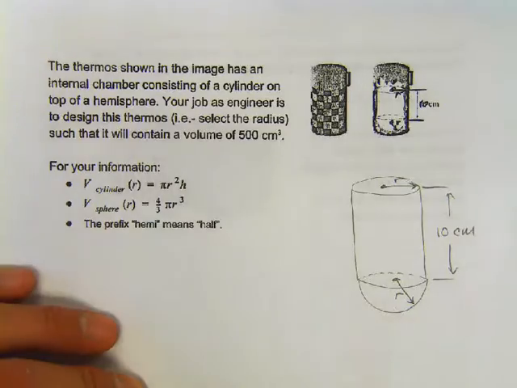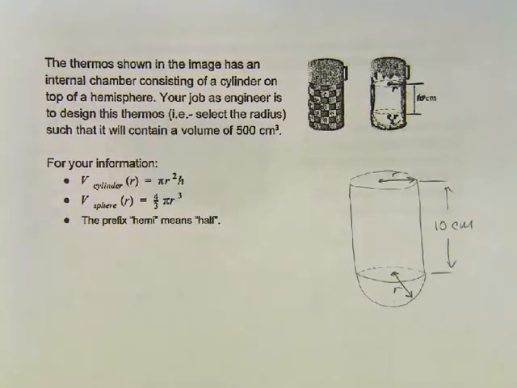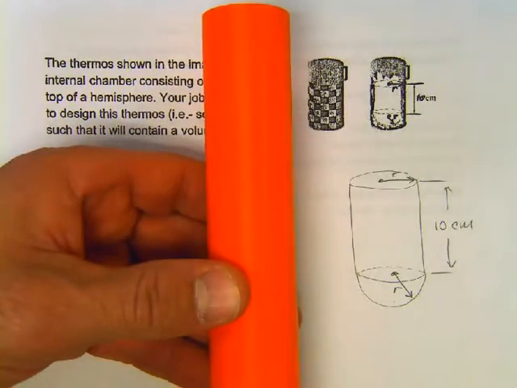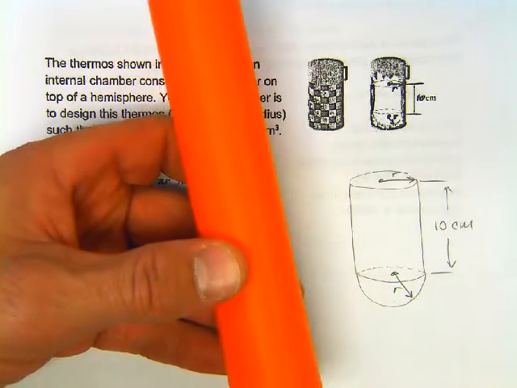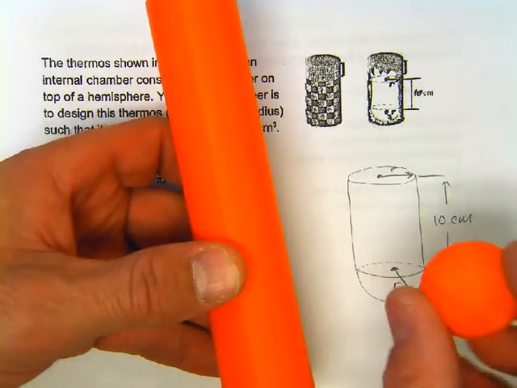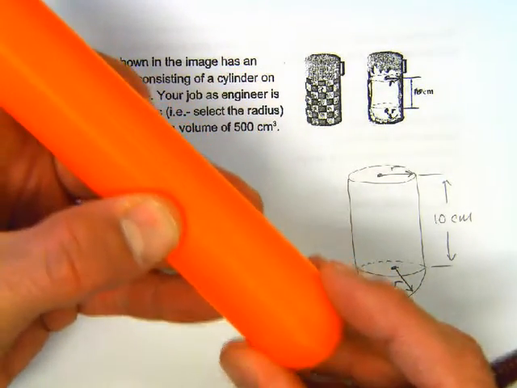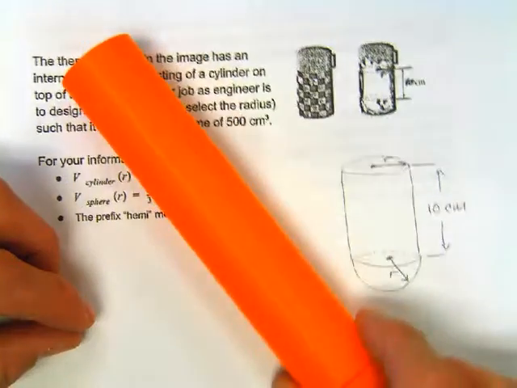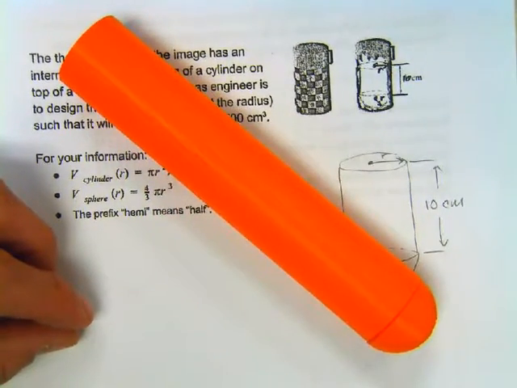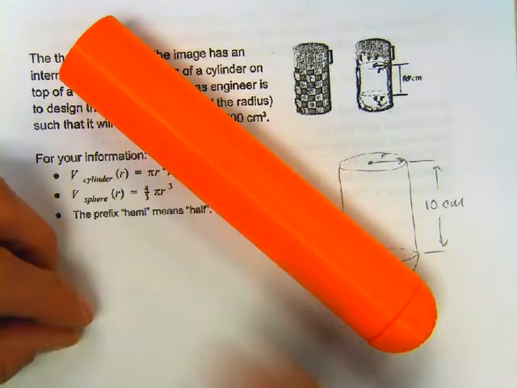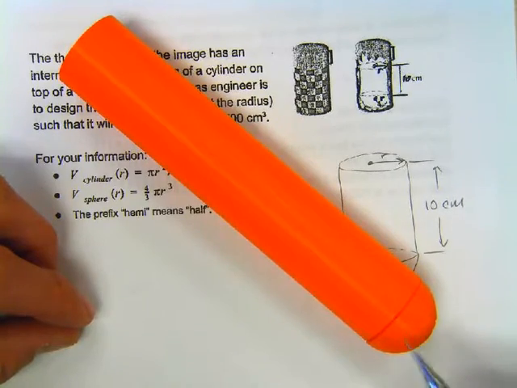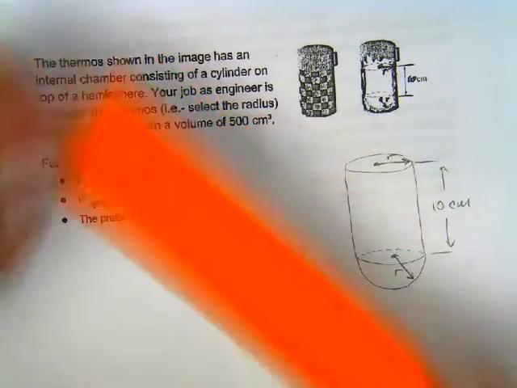Now, to give you a better idea, I have here a cylinder, and I have half a sphere. It's kind of hard to see, but you can imagine that if you put them together, you get the cylinder with the hemisphere. So it looks kind of like that.